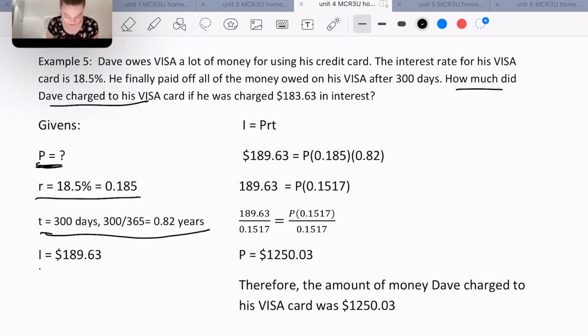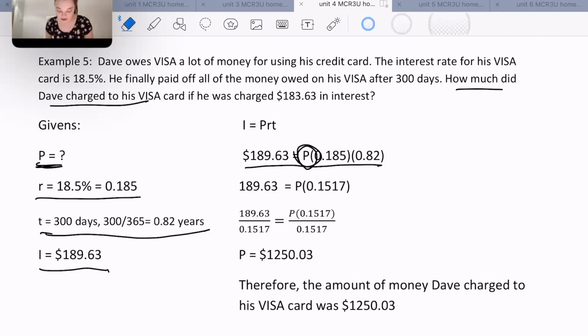And then we know the interest is 189.63. That's how much he had to pay extra on top of the money that he had spent on his Visa. So what we do is we use the same equation again, except it's P we're trying to isolate for. So we're going to figure out what P is, and we figure out that it's $1,250.03. So basically, the money he charged to his Visa card was $1,250.03, which makes sense. It's going to certainly be more than the interest that was charged, right?